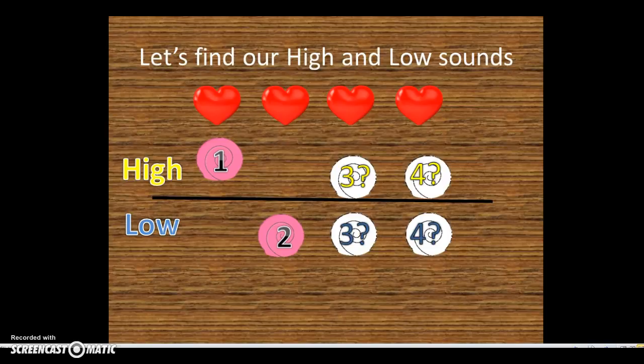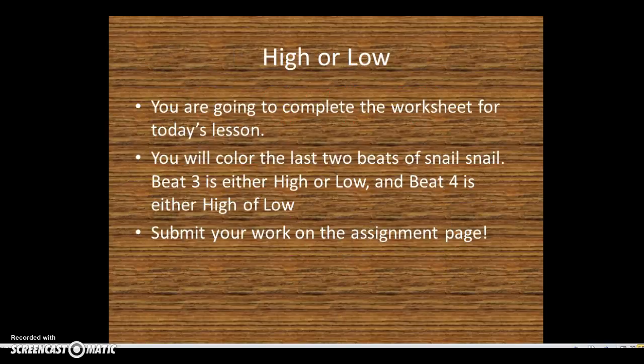So you're going to complete a worksheet today that tells me, are beats 3 and 4 high or low? On your worksheet, you are going to color the last 2 beats of Snail Snail. Beat 3 is either high or low, and beat 4 is either high or low, and you will submit your work on the assignment page.